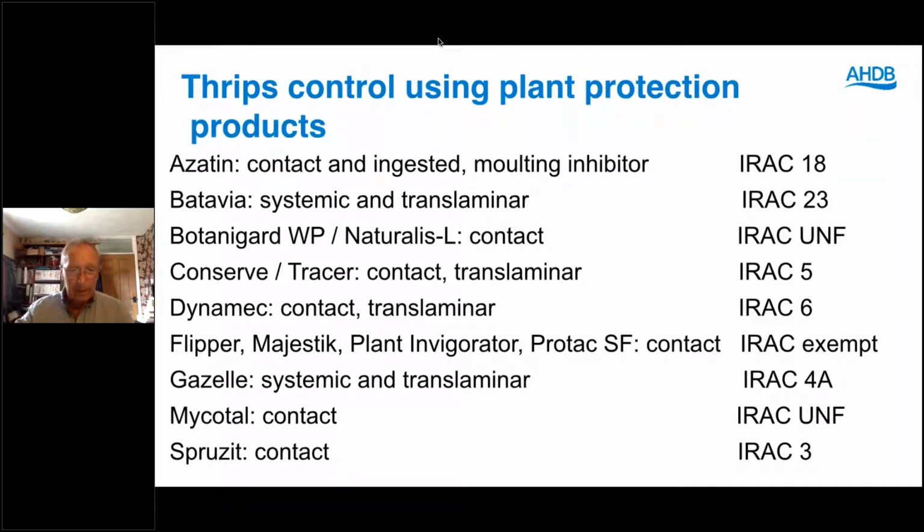Okay, looking at pesticides. Now I need to go back to my notes to find out which is which. So Azatin, on label approval for ornamentals under full and permanent enclosure. Batavia as an off label approval for protected ornamentals. I'm not going to go through the others because I've already done that. Conserve on label, Dynamec on label for protected. The Flipper, Majestic, Plant Invigorator, Protac, again, they have the approvals. Gazelle has outdoor and protected ornamentals on label. Mycotal, Contact, protected ornamentals on label. Spruzit, again, protected ornamentals on label.